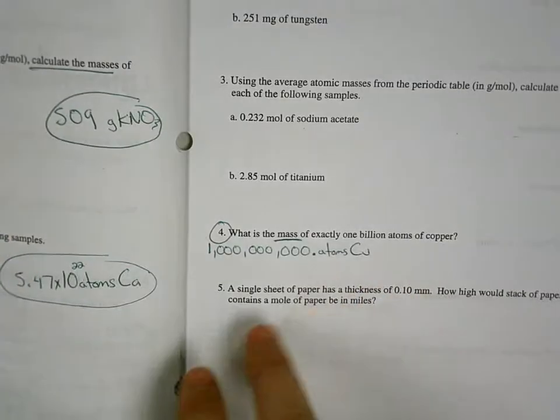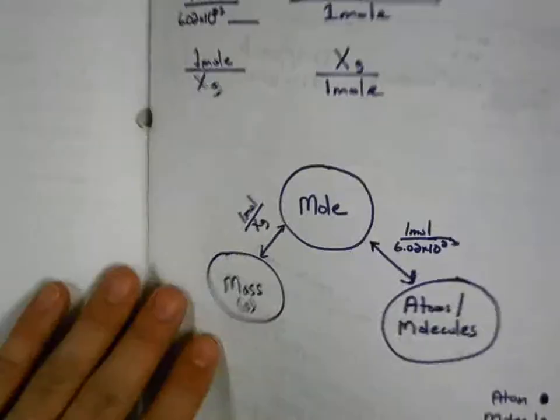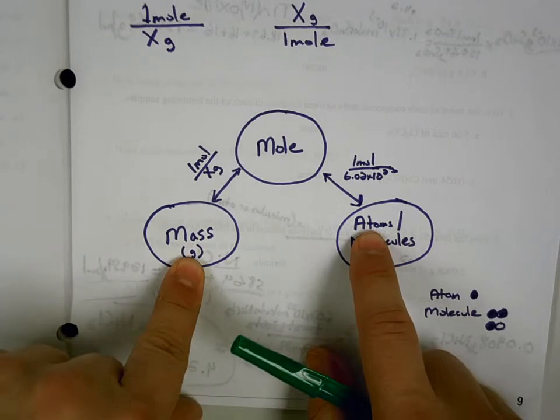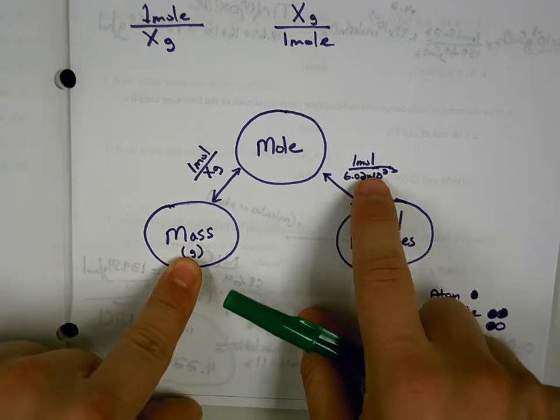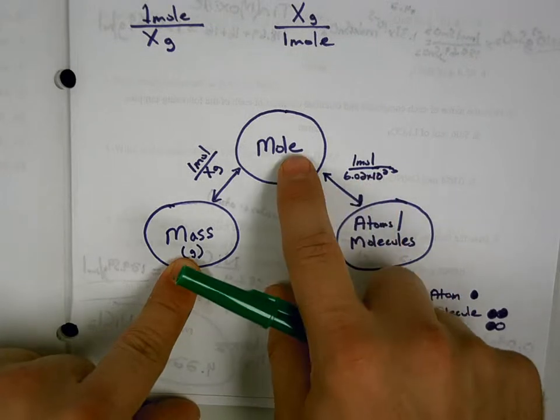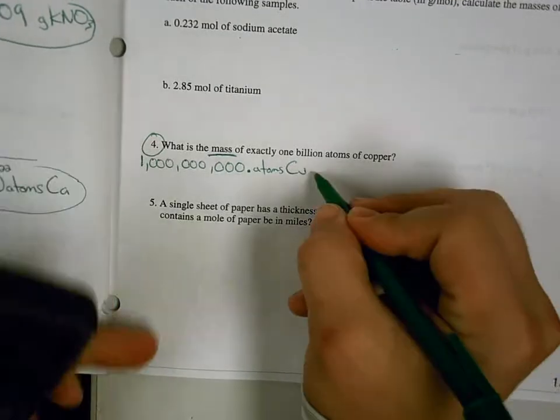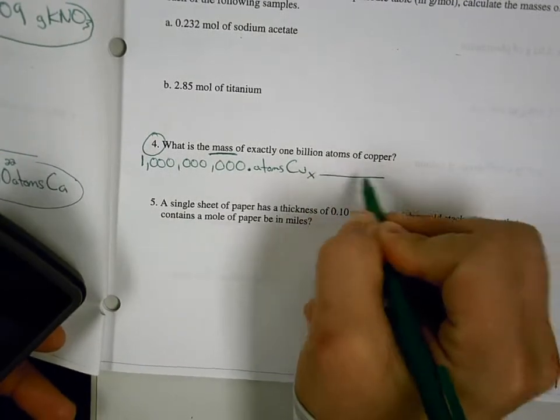Now let's go back to the mole island. So we're given atoms and we're trying to find mass. Now this is going to be a 2-step problem. We're going to use Avogadro's number on the first step to get to moles, and then we're going to use the periodic table to get to grams. Always focusing on canceling units.